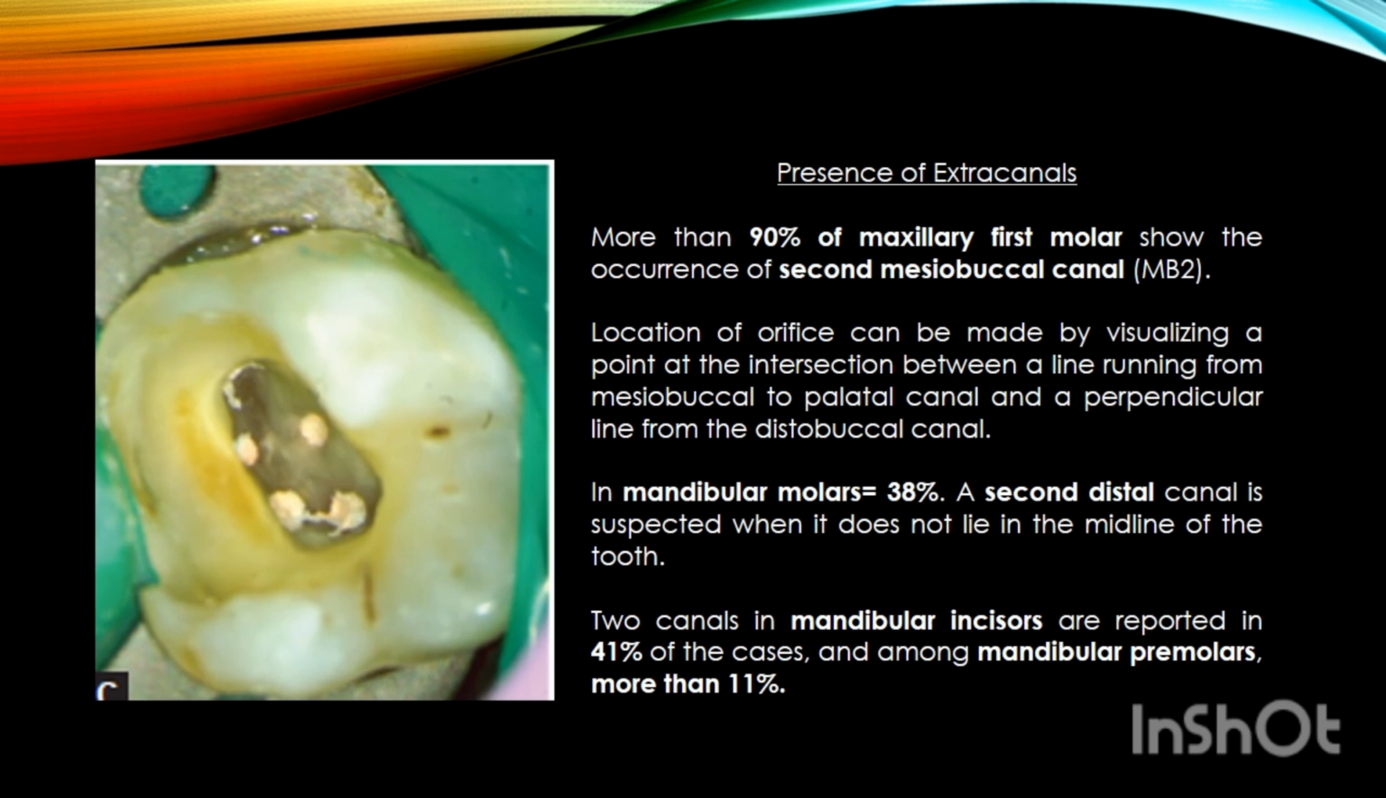Usually there is a specific number of canals that you are expected to find, but sometimes there might be an extra canal present, and this occurrence is most commonly seen in the maxillary first molar, especially in the mesiobuccal canal. There could be a second mesiobuccal canal present. It is also seen in mandibular molars, which is only 38%, and also mandibular incisors as well as premolars. So the first will be the maxillary first molar with the second mesiobuccal canal.